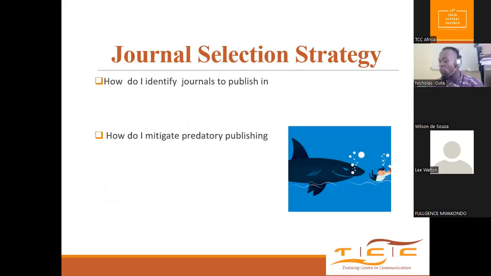Now, we are here at the journal selection strategy. You have your work and you say, where do I publish this work? How do I decide on the journal where to publish it? Because the problem with predatory publishing has always been there.